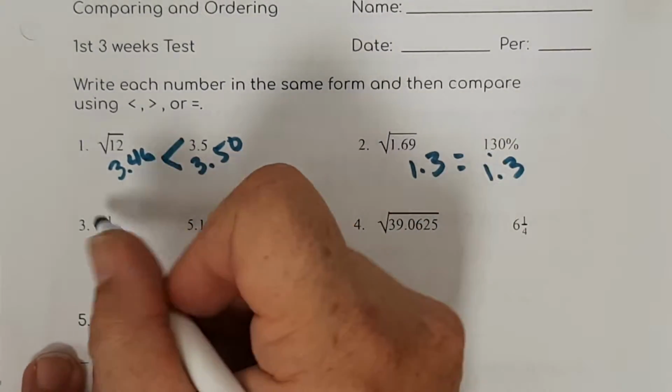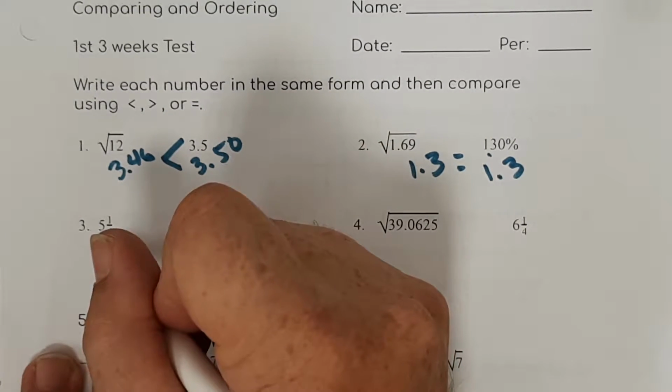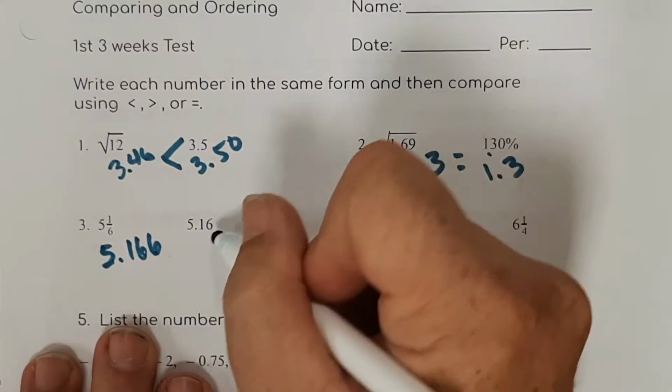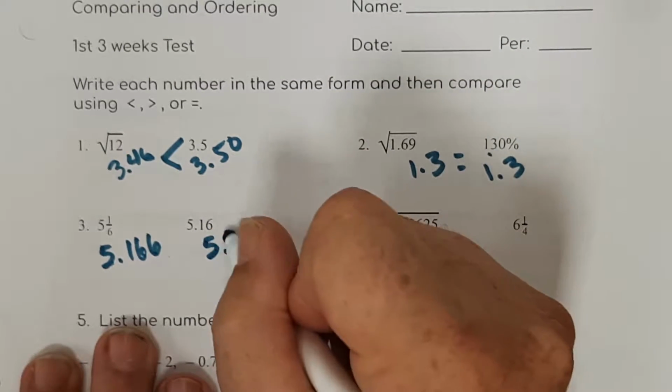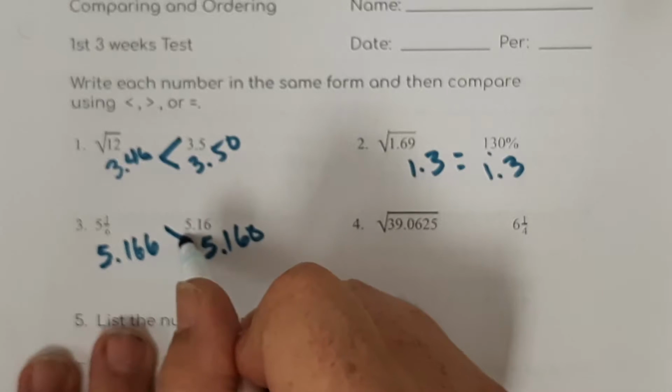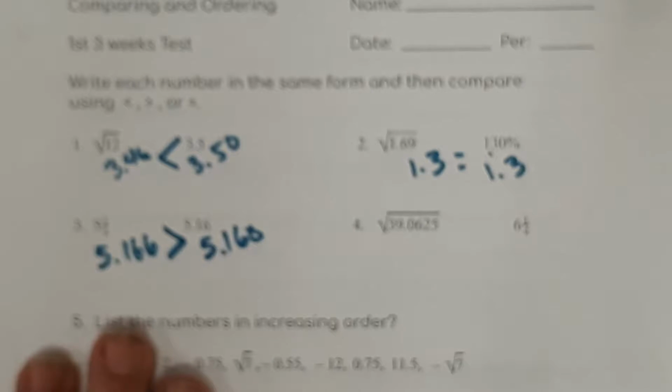Number 3, if I do 5 and 1/6, I get 5.166. Over here, I get 5.160, and 166 is larger than 160, so it would go this way, greater than.